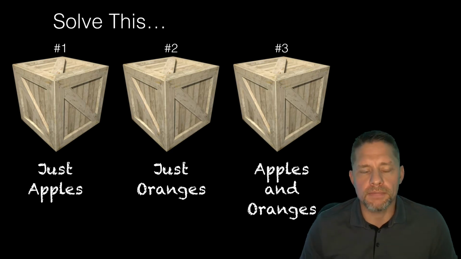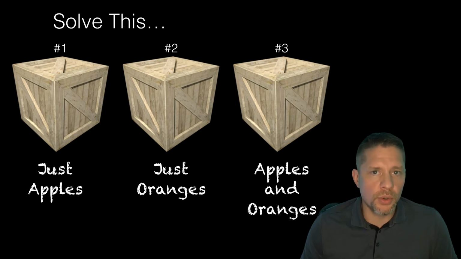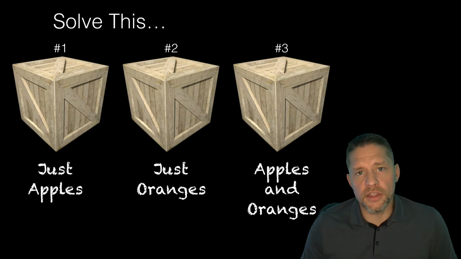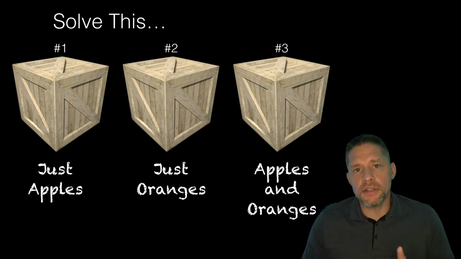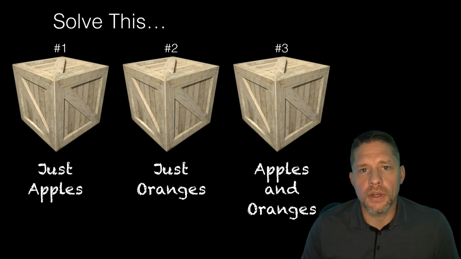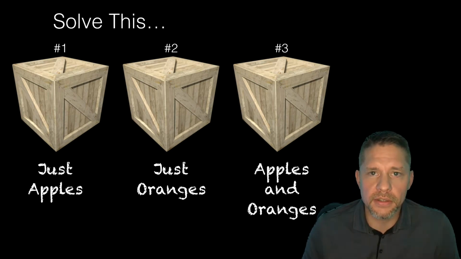So here goes. I have 3 crates. In one of these crates is just apples. In one of these crates is just oranges. And in the third crate are both apples and oranges. That is a fact. Here's the second piece of truth. They are currently all labeled incorrectly.